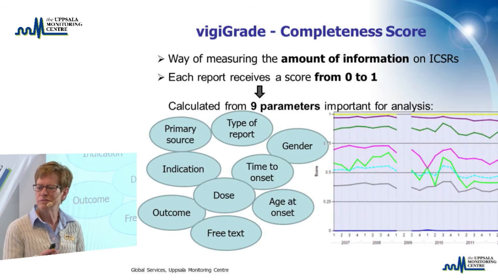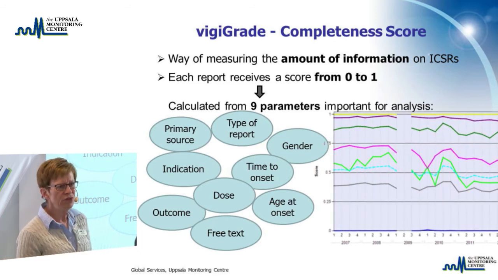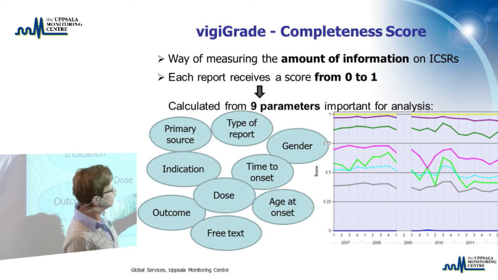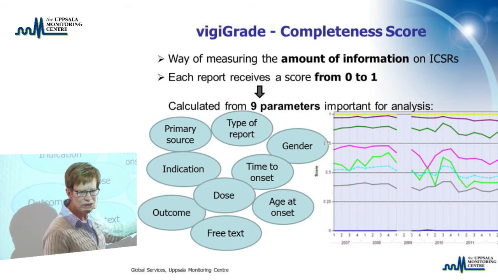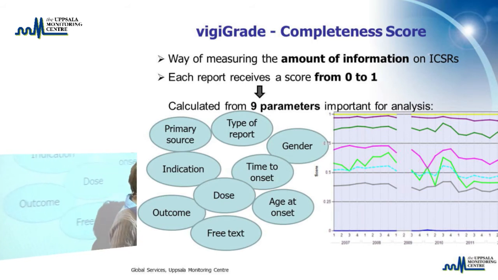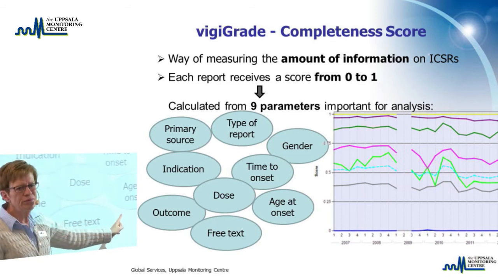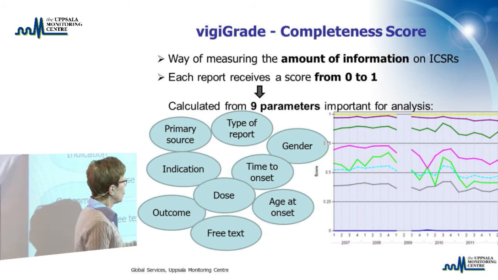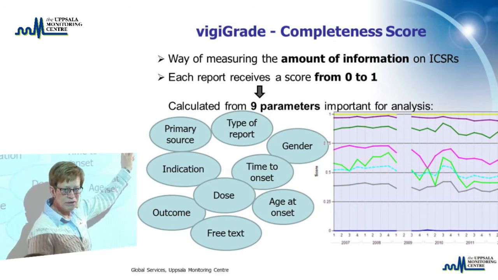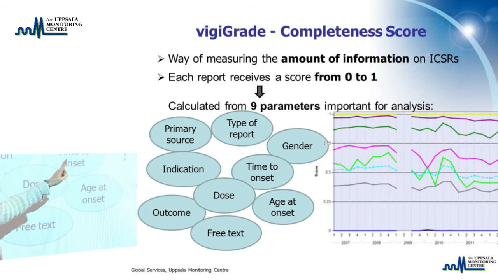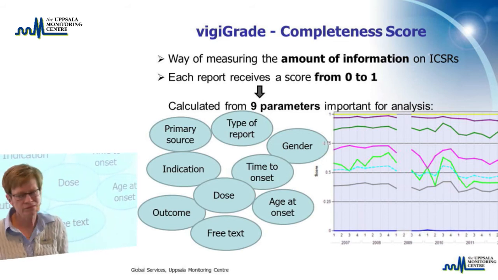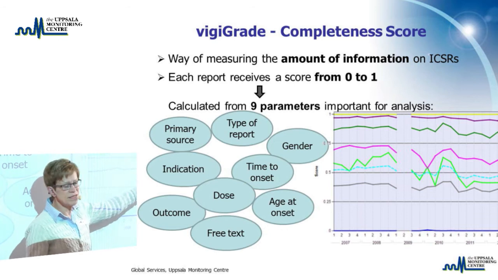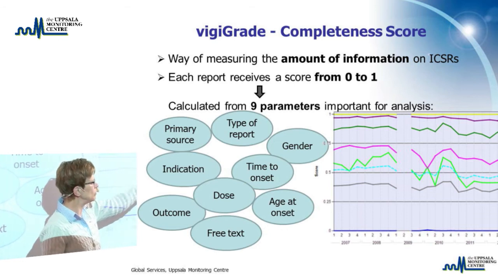But what we do is to make a graph of these different parameters. And this is an example where the different parameters are separated, so it's clear and you can see. So here you have a timeline. And we make the measure every quarter for each country. On the scale, you have the completeness score from 0 to 1. This gap here means that we didn't get any reports from this particular country in this quarter, and therefore there's a gap.